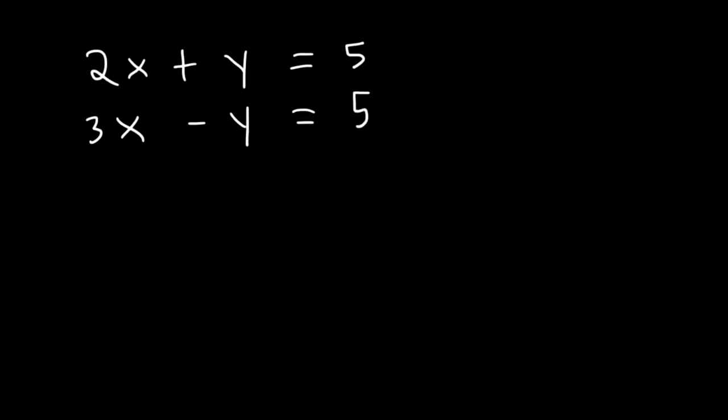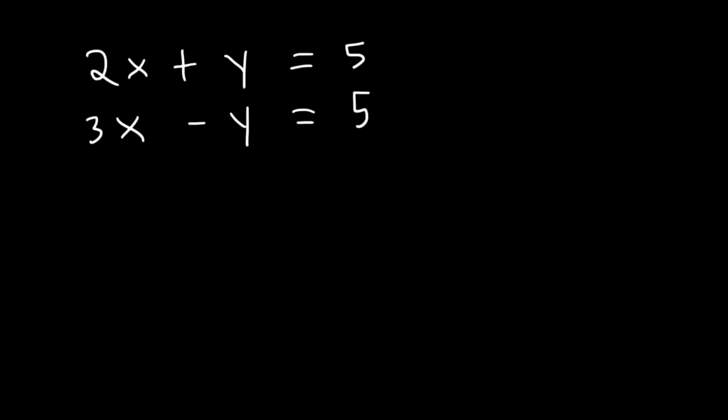In this video, we're going to talk about how to use the elimination method to solve a system of linear equations. We're going to go over examples where we have 2 variables and 3 variables as well. But let's start with a simple example. So let's say that 2x plus y is equal to 5 and 3x minus y is also equal to 5. So how can we find the value of x and y?